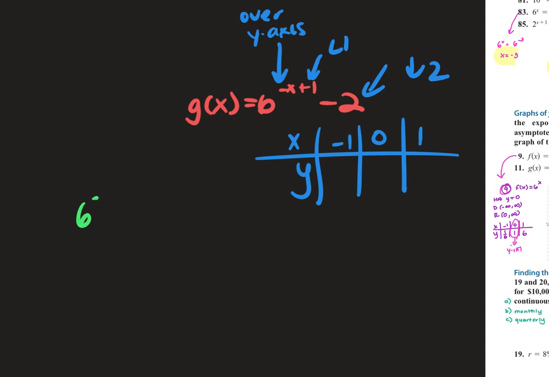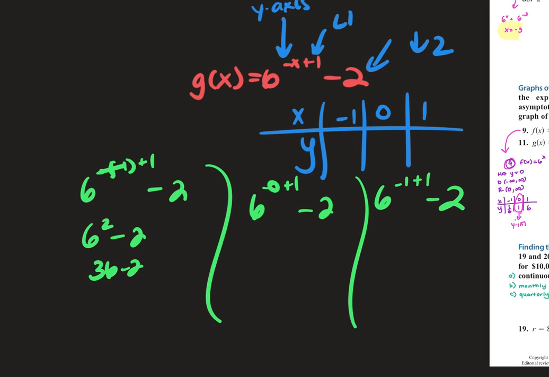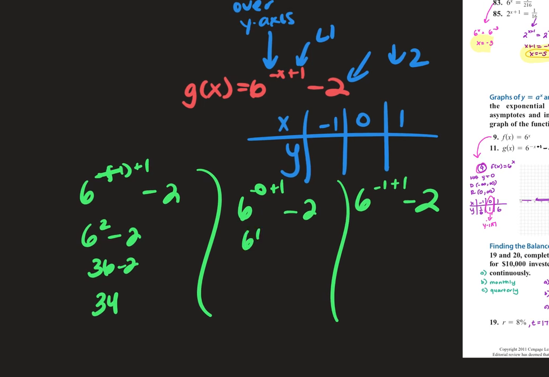So 6 to the -(-1) plus 1 minus 2. 6 to the -0 plus 1 minus 2. And 6 to the -1 plus 1 minus 2. And then this becomes +1. So +1 plus 1. This is 6 squared minus 2. 36 minus 2, which is 34. This is 6 to the first minus 2. So 6 minus 2, which is 4. And this is 6 to the 0 minus 2, which is 1 minus 2, or -1.